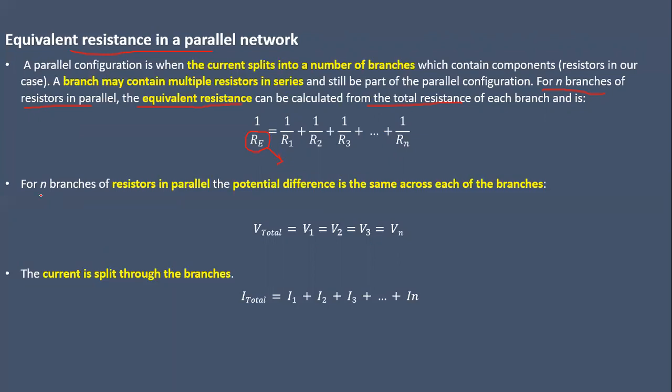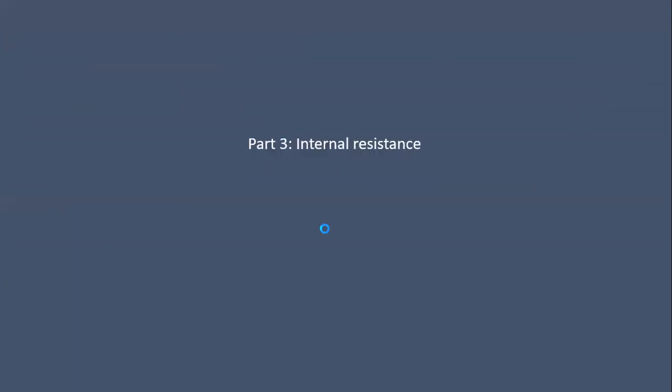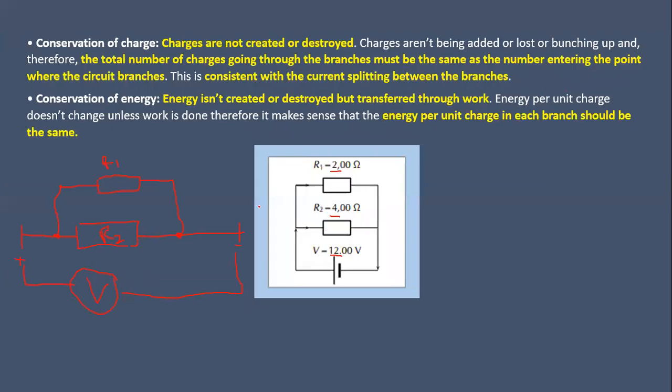And now they're saying for n branches of resistors in parallel, the potential difference is the same throughout. But let me first start with the current. So in terms of the current, let's go to our schematic here, our image.